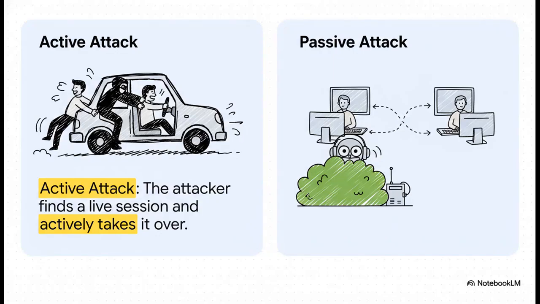Now these hijackers, they have two main styles. You've got your active attacker, that's the bold one. They find your session, kick you out, and take the driver's seat. But then you've got the passive attacker, and they're more like a spy. They just sit quietly in the background, listening to everything, recording your data, your private messages, maybe your financial info, all without you ever having a clue they're even there.